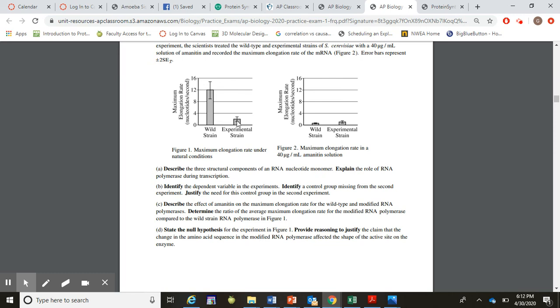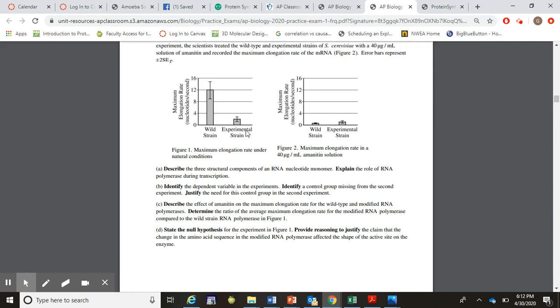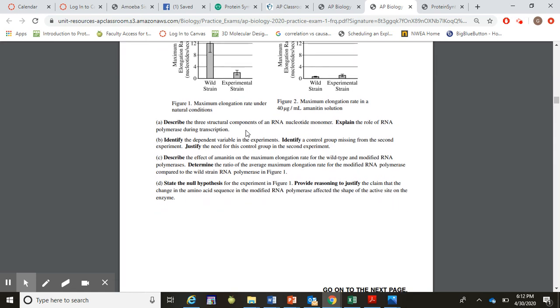So our elongation rate for wild strain versus experimental strain would be 12 to 2, and we could reduce that down. And I'll let you guys do that really difficult math on your own. But you would have the rate of 12 nucleotides per second in the wild strain versus 2 nucleotides per second in the experimental strain. And again, you would need to reduce that ratio down to get the correct answer. But I'm going to let you guys reduce that fraction on your own.